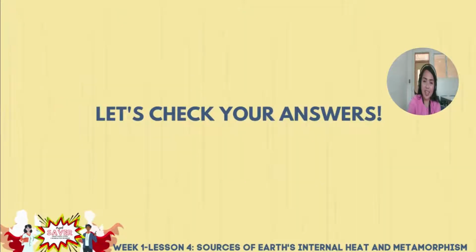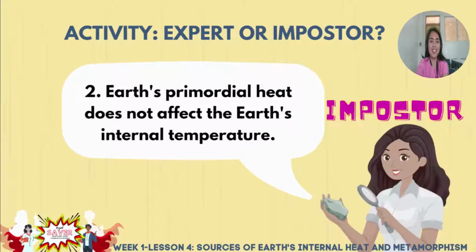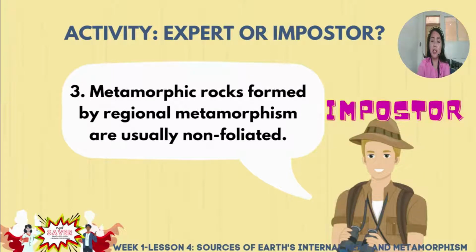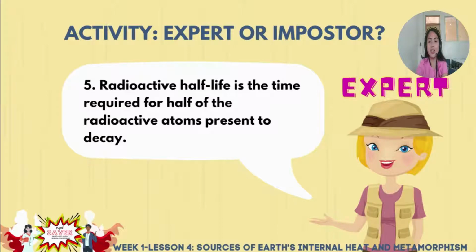It's now time to check your answers. The first one is an expert. The second one is an imposter. The third one is another imposter. Number 4 is an expert. And lastly, number 5 is also an expert.